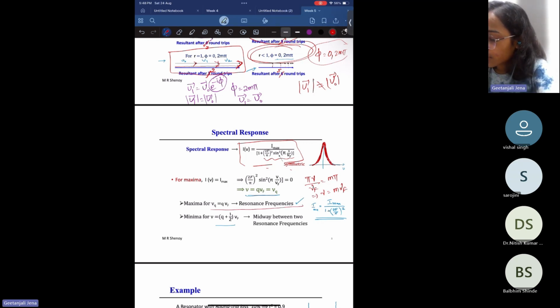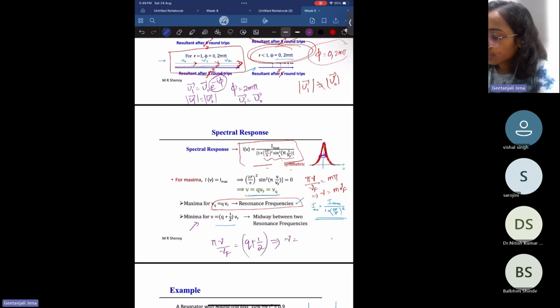So this is the resonance frequency, and for the off-resonance frequency, that is midway between them, around the line width, where we are seeing. Before discussing the line width, let us discuss the location of the minima. For the minima, the angle pi nu by nu f must be equal to an odd multiple of pi by 2, that is q plus half.